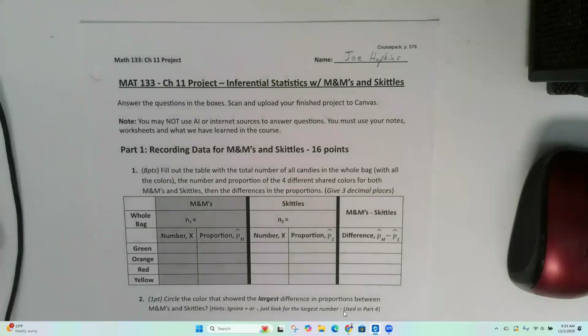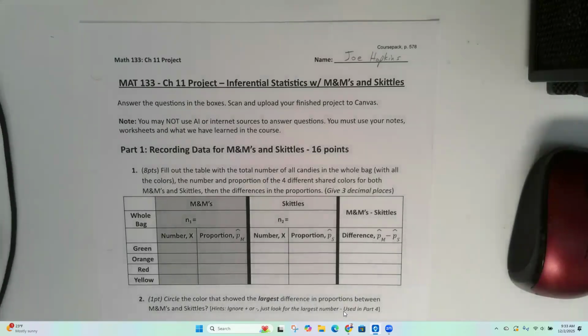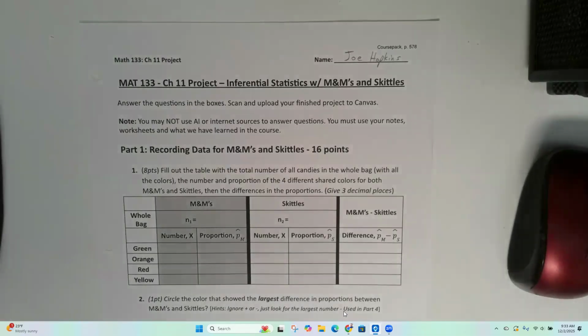And so this is our Chapter 11 project where we're going to talk about M&Ms and Skittles together. Chapter 11 is all about comparing two populations, or sorry, two samples, and trying to figure out if they're from the same population or if the two populations are different. Here we've got our M&Ms and our Skittles, and we're going to look at the proportion of colors for each of the two different populations.